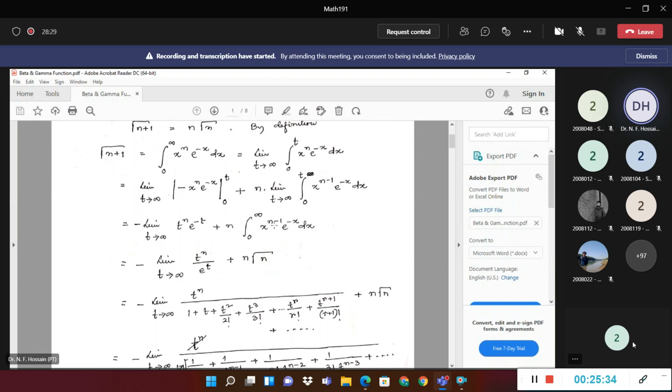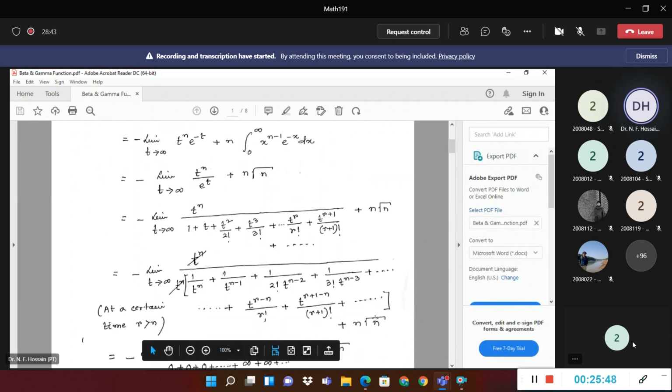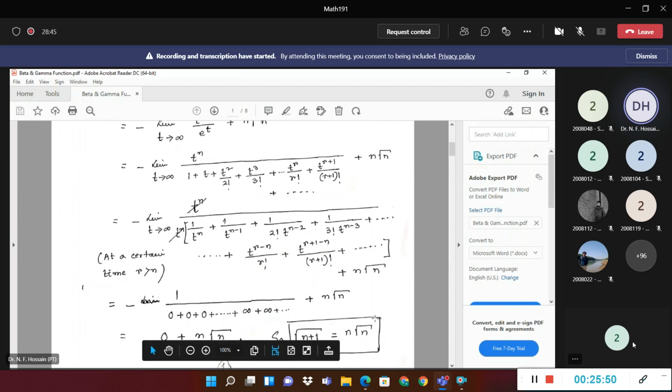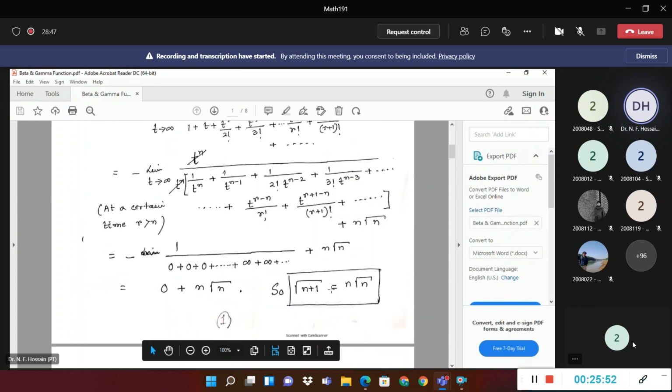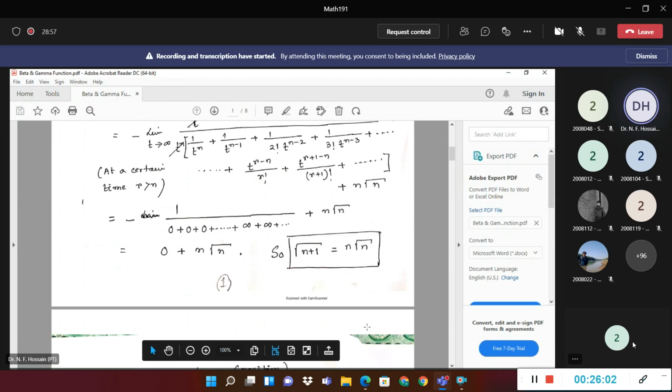Okay, we don't need to show it. Anyway, n into this is nothing but gamma n, and the first term is 0. So ultimately what you are getting is gamma n plus 1 equals n into gamma n. This is an important relation. Gamma n plus 1 equal to n into gamma n. It is true for any positive real number n.